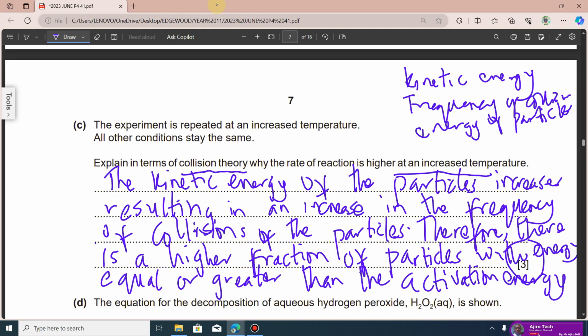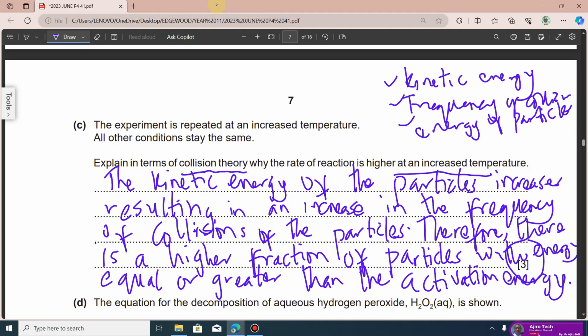Please bear with the writing, but I believe the point is clear. Remember I said that when you are given a question like this, these are the 3 points that can get you the 3 marks. First, you need to talk about the kinetic energy of the particles. Talk about the frequency of collision, and then talk about the energy of the particles.